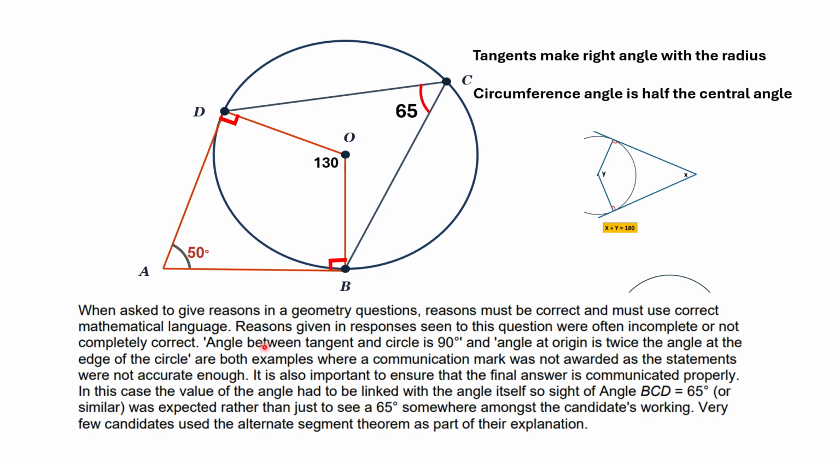There are some words they are looking for. They look for right angle or 90 degrees, and they look for tangents and radius. So these three words, tangents, right, and radius, are important. For this one here, circumference, half, central, these are the words they look for. If you say the central angle is double the circumference, it's also correct. So some words are very important to use.